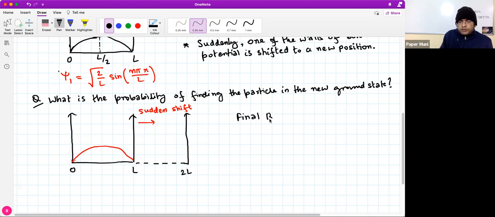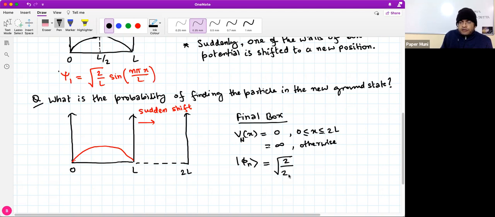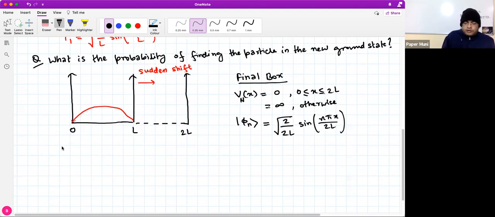So this is the final box. Now in this case, the potential is defined by this. This is a new potential, so let's label it Vn. It is 0 for x lying between 0 and 2L, and infinite otherwise. This is the mathematical representation of the new well, and the wave function, let's call it phi n, and the new eigenfunctions are given by the normalization constant times sine of n pi x by 2L.